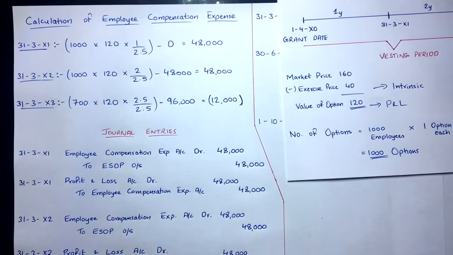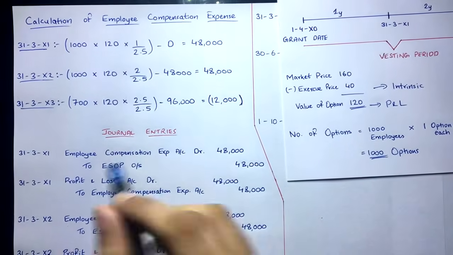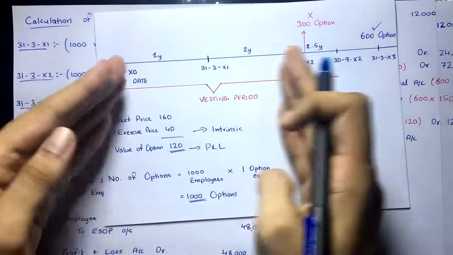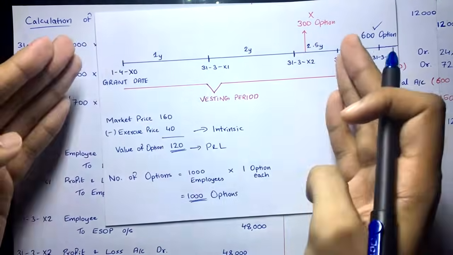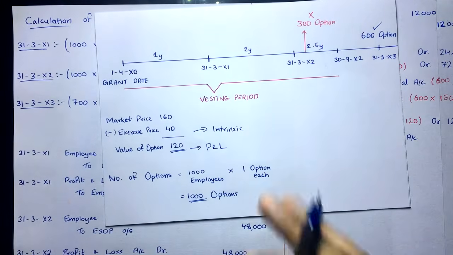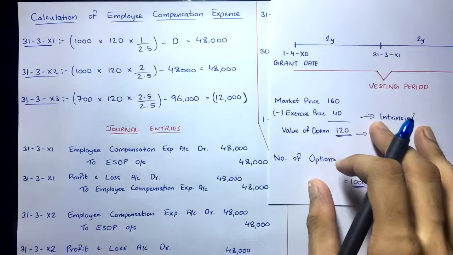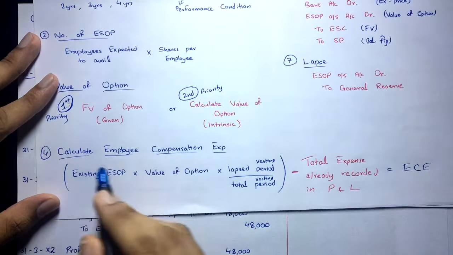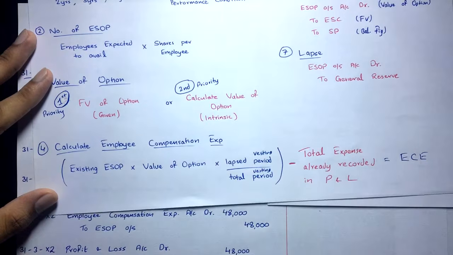See here, for that you have to understand that formula. What did I tell you? That expense, this value of option gross amount, you have to spread it over the number of years, right? You have to spread it over the entire vesting period. So what you have to do is calculate with the formula, right? So that formula is very simple. See here, see how the formula looks. Calculate employee compensation expense. Its formula is very simple.